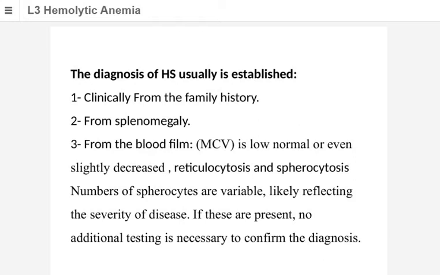If we see a family history, the patient has splenomegaly, and the blood film shows spherocytosis, then the diagnosis is accurate.